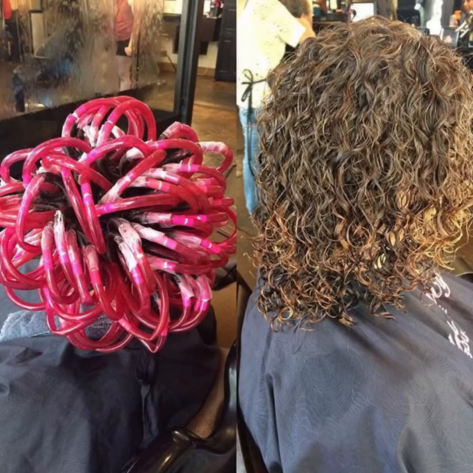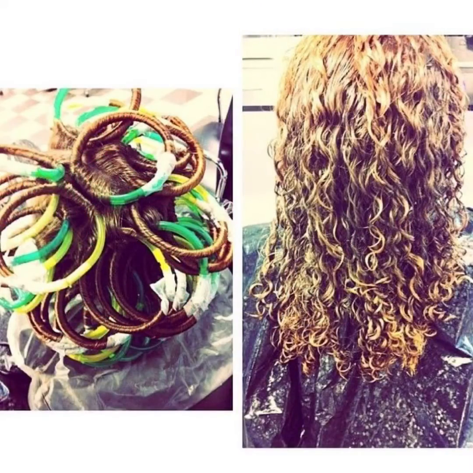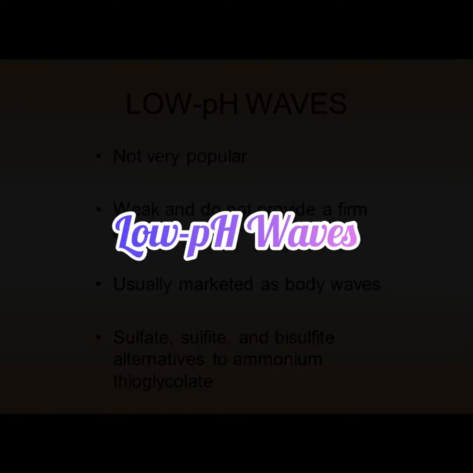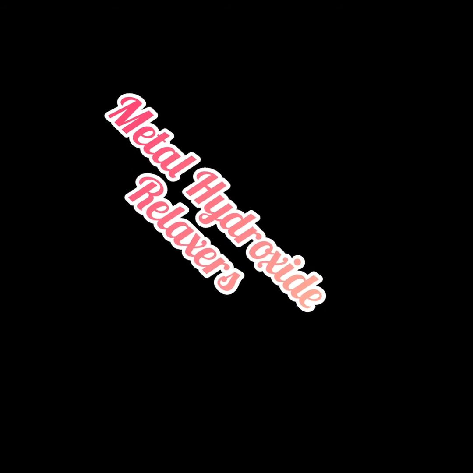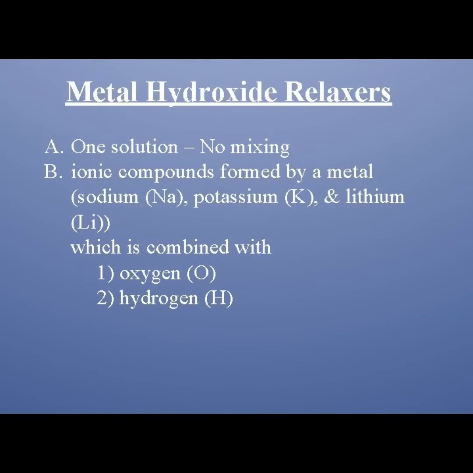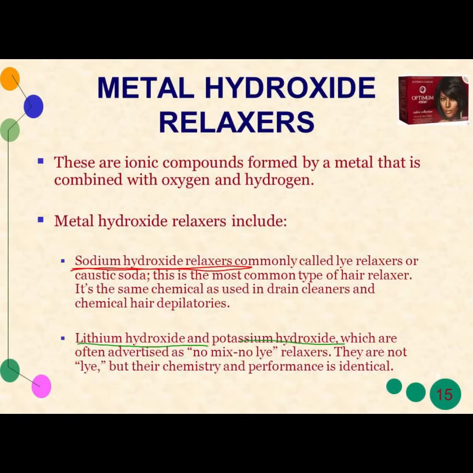Also known as circle rods. Tools that are usually about 12 inches long with a uniform diameter along the entire length of the rod. Perms that use sulfite as an alternative to ATG. Ionic compounds formed by a metal, sodium, potassium, or lithium, which is combined with oxygen and hydrogen.